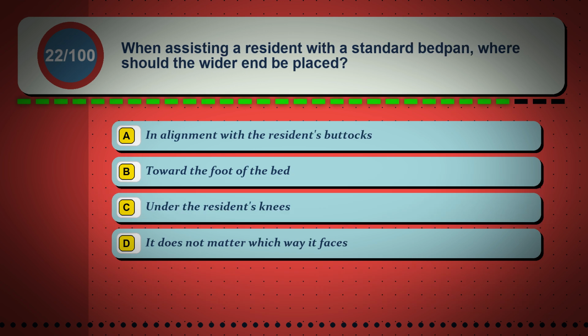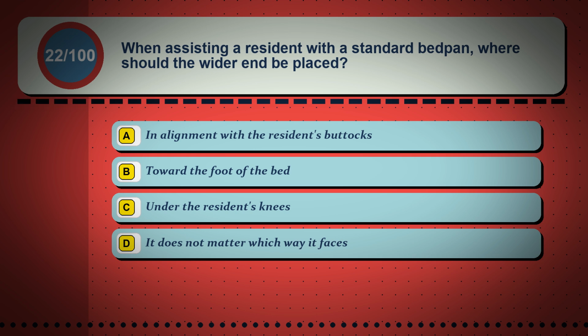Question 22. When assisting a resident with a standard bedpan, where should the wider end be placed? Option A. In alignment with the resident's buttocks. Option B. Toward the foot of the bed. Option C. Under the resident's knees. Option D. It does not matter which way it faces.